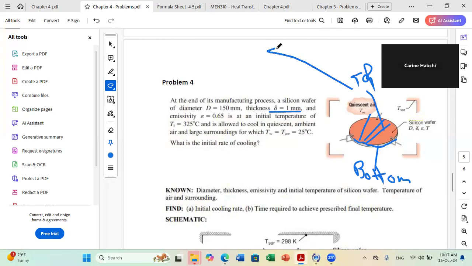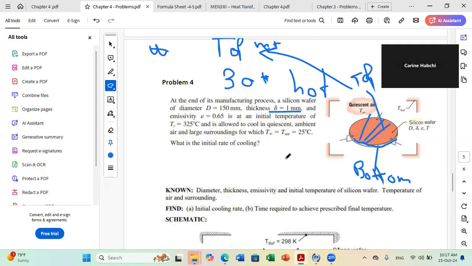For the upper one we take the top hot surface. Okay? We take the top hot surface or upper hot surface, while for the one below we take the bottom hot surface. Okay? So different Nusselt relations for top and bottom.